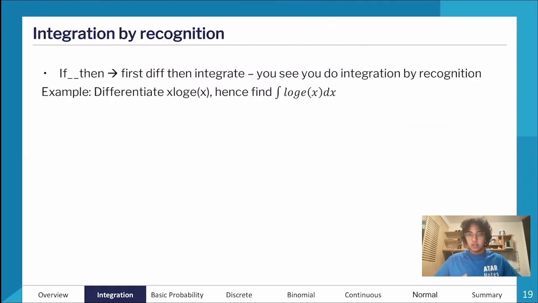Okay, integration by recognition. So integration by recognition is a really common question type, and it's not a particular topic per se, but it's a really common question type. I've definitely seen it in a bunch of exam ones in particular.